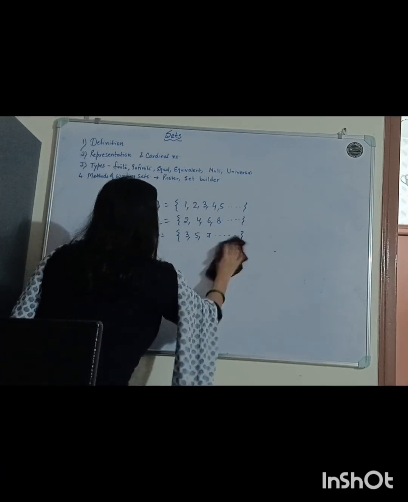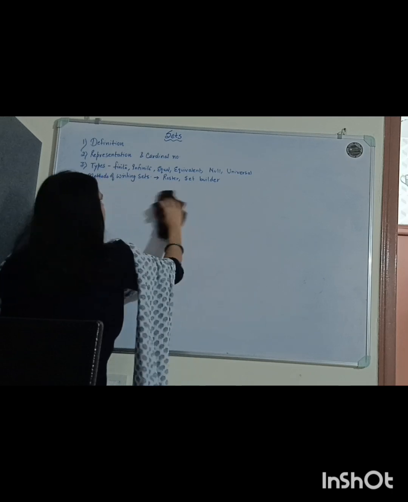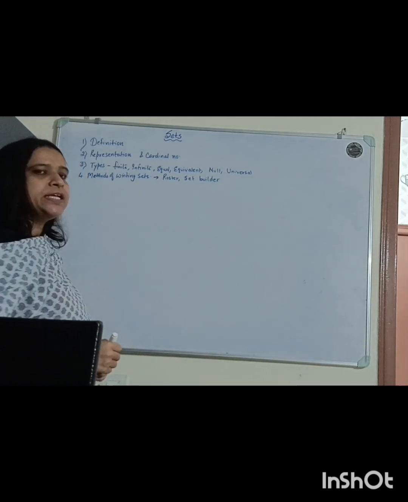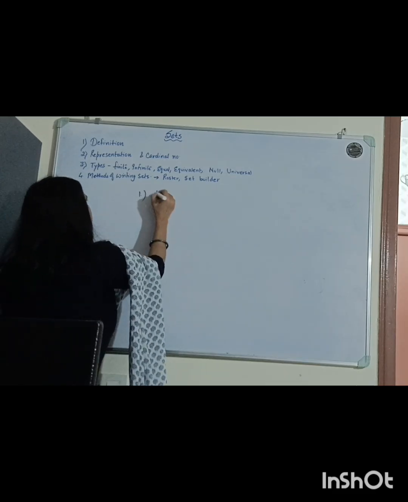So in the roster method, we are simply writing the elements of the set. The identities or the elements or the members, whatever you want to call them, of the set, we are simply putting inside curly brackets. Then this method is called the roster method.